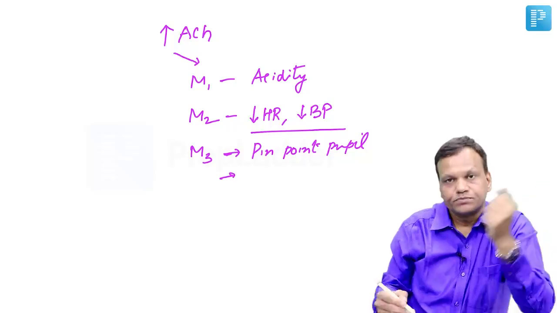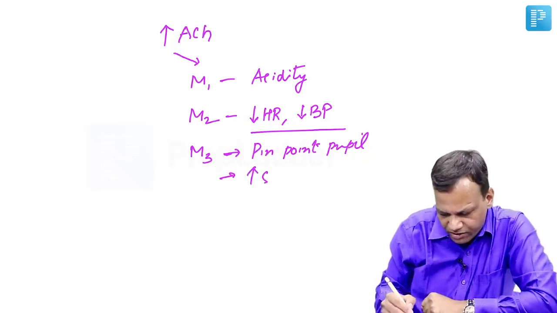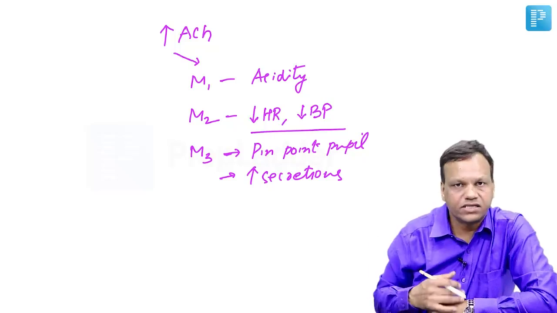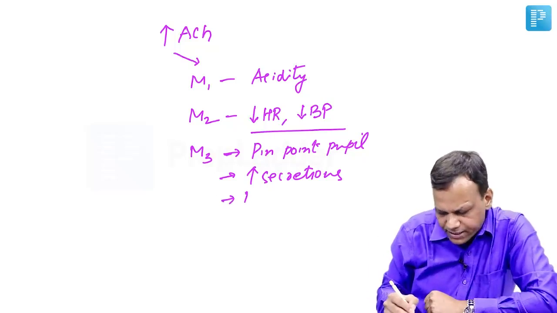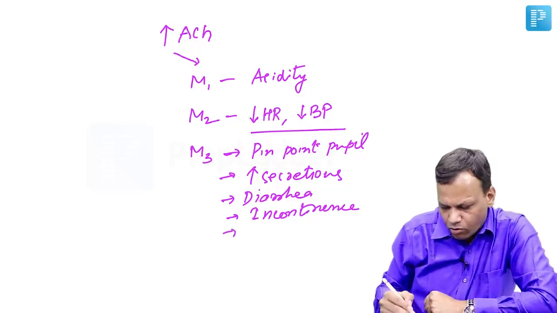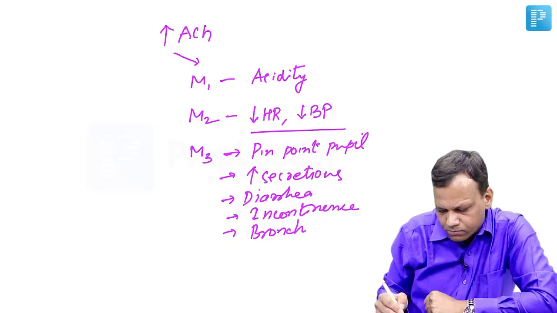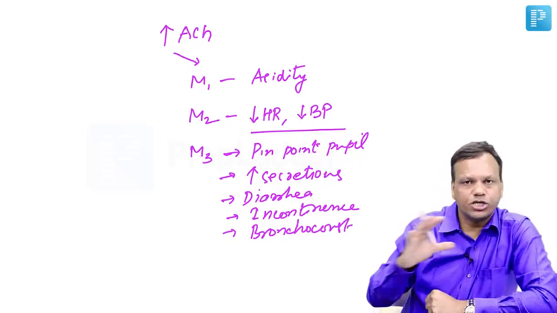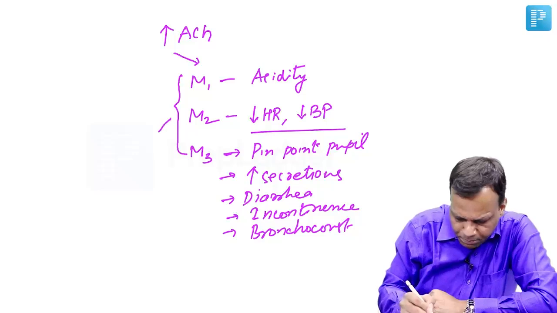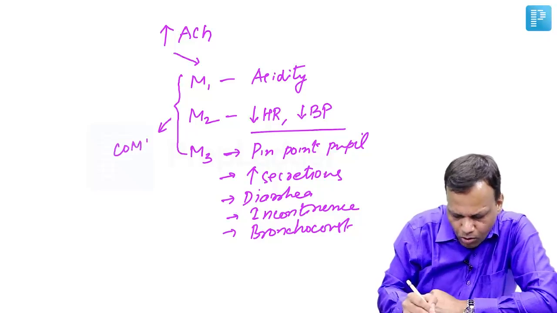In the GIT, or we can say everywhere, it will increase the secretions. Gland secretions increase. Then in the GIT, there will be diarrhea. In the bladder, there will be urinary incontinence. There will be bronchoconstriction, respiratory problem. So M3 stimulation causes problems. And in overdose, when all three receptors in the brain are stimulated, the person can go into coma.